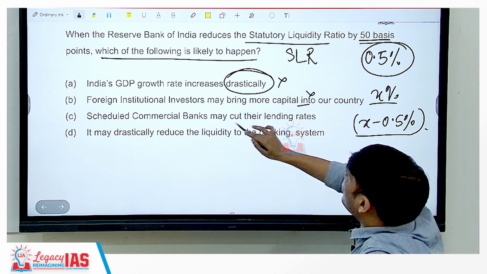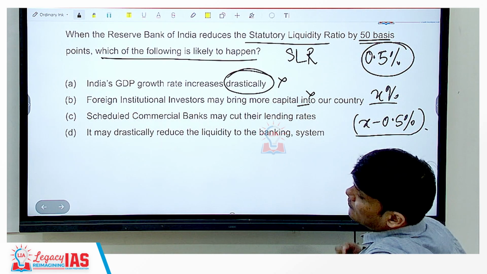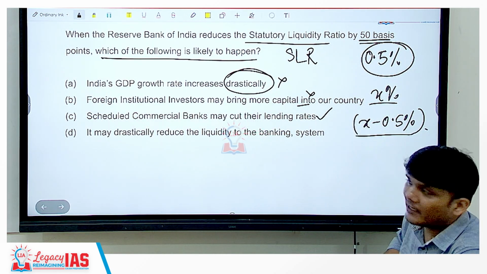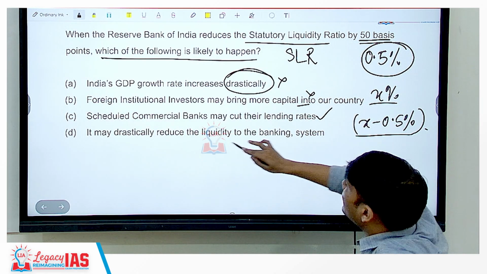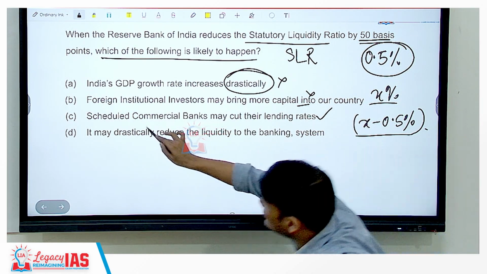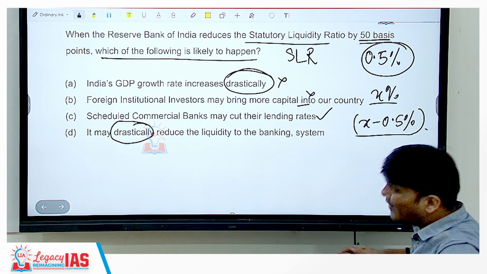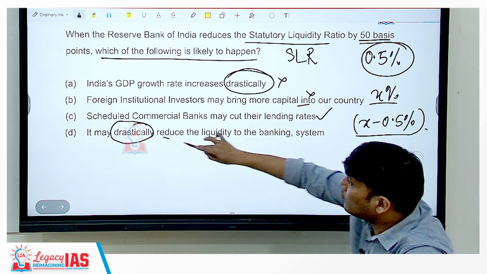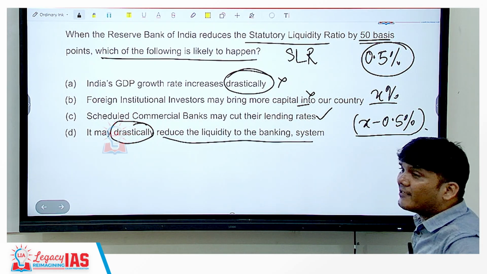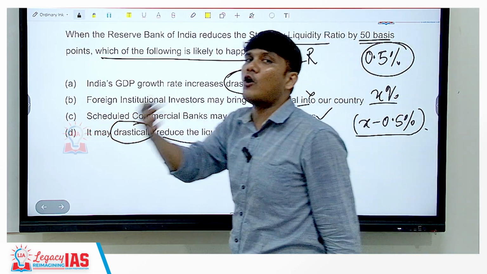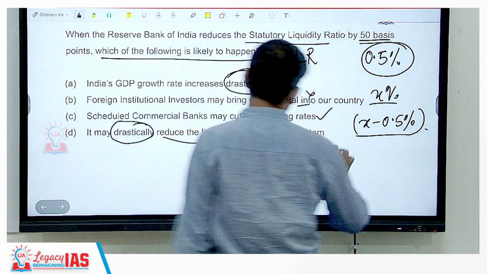Scheduled commercial banks may cut their lending rates. This is possible. It may reduce the liquidity to the banking system. It will drastically reduce? No, it is rather increasing the liquidity in the banking system, because now the banks have more money to loan out. So this is also wrong.